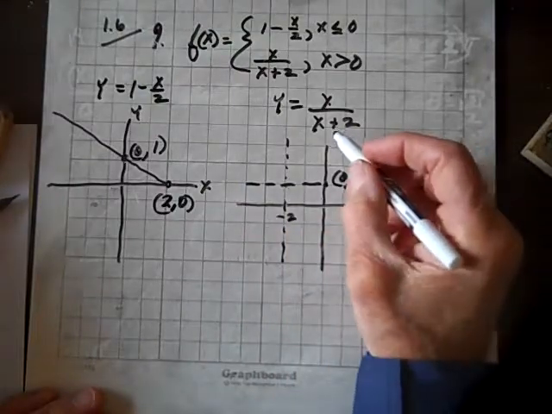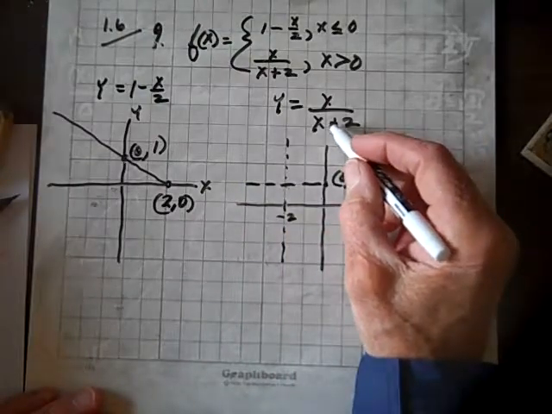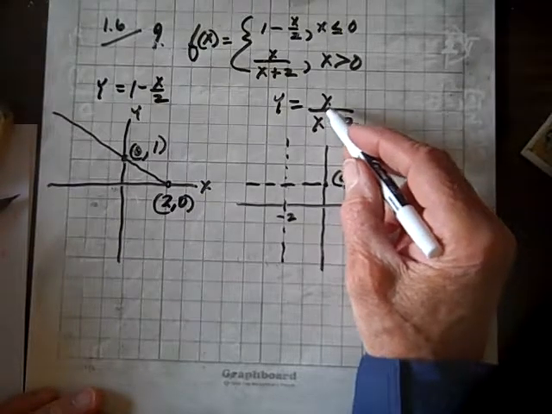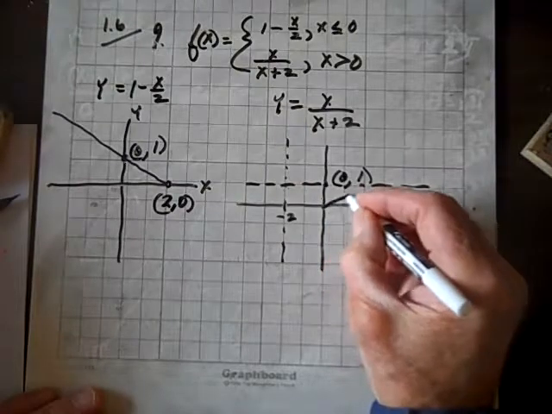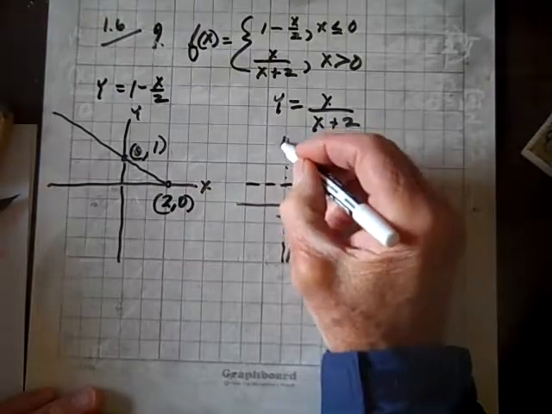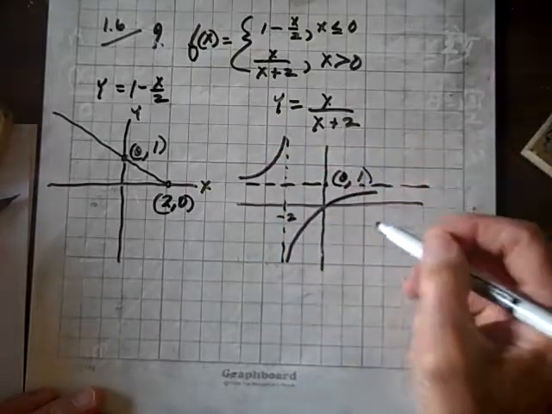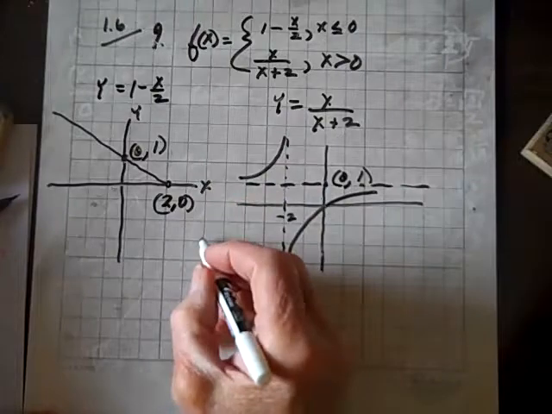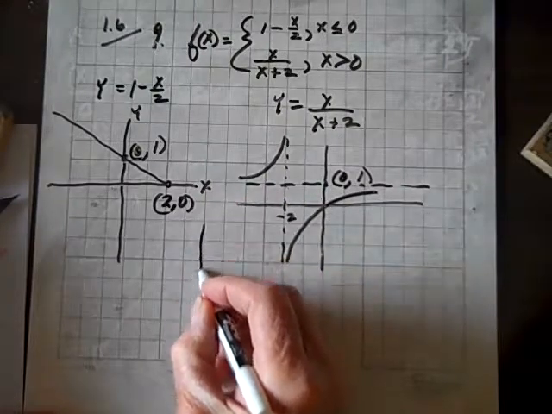now, the y-intercept here is 0, as is the x-intercept. If we let x be 0, we get, here's what we get. So we know in the opposite quadrant we have those. Now, let's graph this piecewise function.